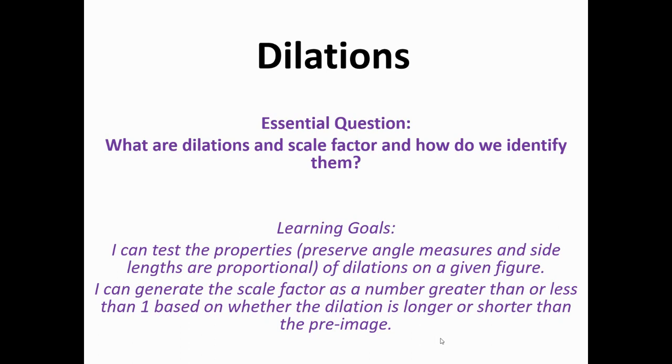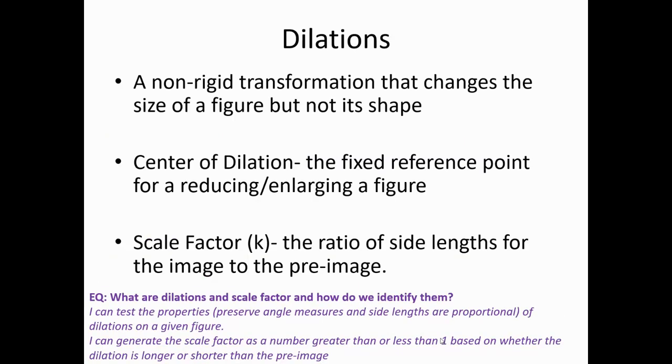The learning goals: I can test the properties of dilations on a given figure, and it does clarify in that learning goal the properties of dilations that we're focused on are preserving angle measure and side lengths are proportional. And then the second learning goal, I can determine the scale factor as a number greater than or less than 1 based on whether the dilation is longer or shorter than the pre-image. It's nice and wordy, but it actually isn't too bad. Let's go ahead and jump in.